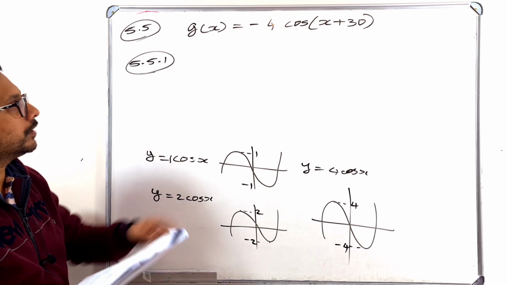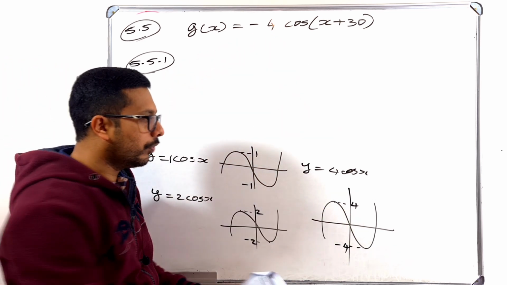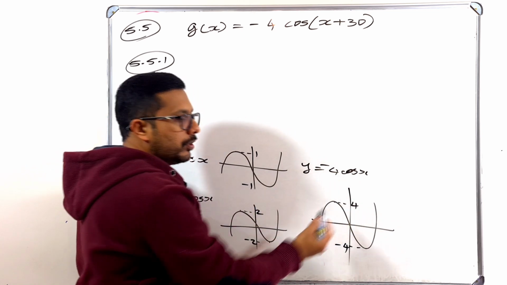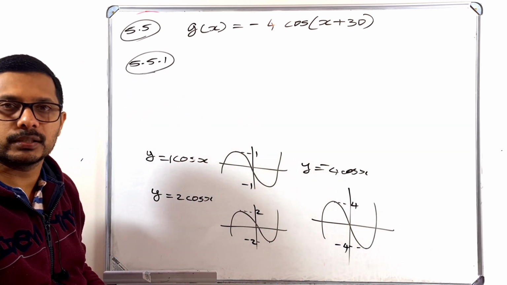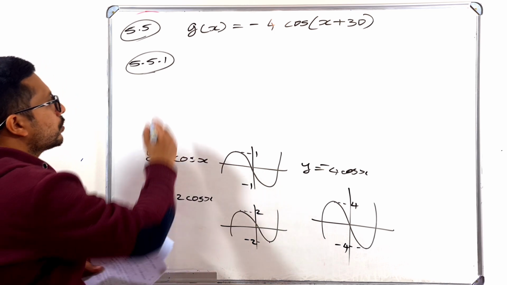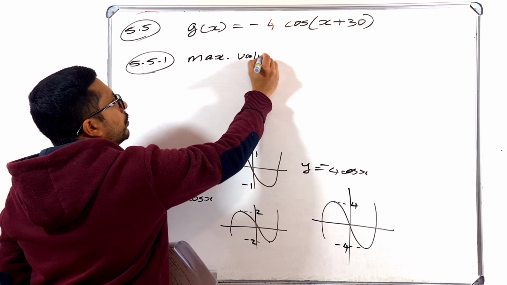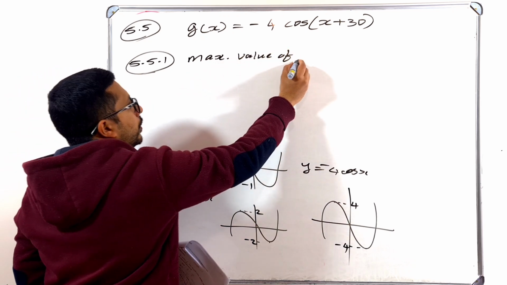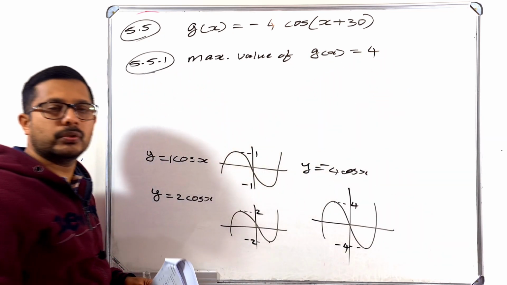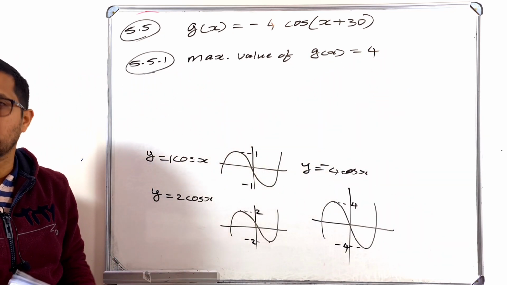So what is the max? Since here it is -4, what is the maximum value, 4 or -4? Doesn't matter, same thing. Okay, so what is the maximum value of 4 cos x? That is 4. So maximum value of g of x is equal to 4. In case the question is what is the minimum value of g of x, it is -4.